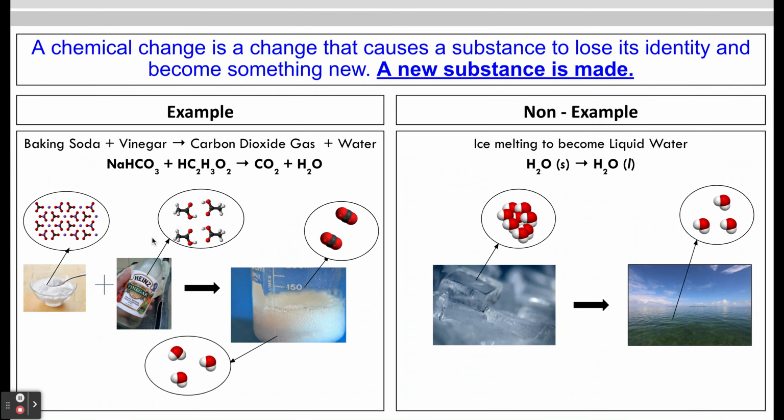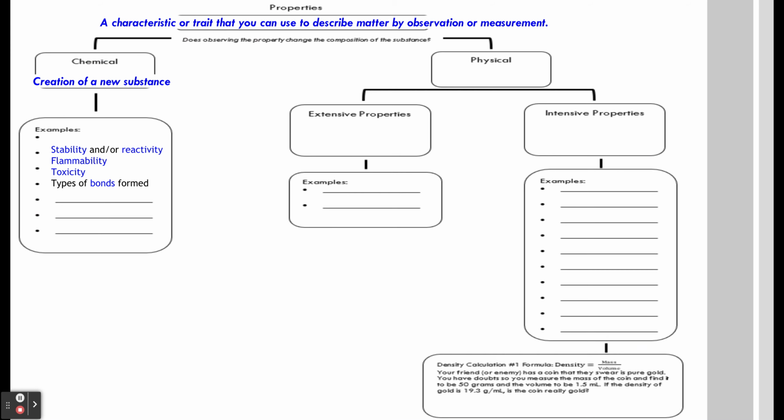So this is a chemical change because you make a new substance, versus a physical change. For example, water going from a solid to a liquid. If you look, we have water molecules that are close together versus water molecules which are a little bit further apart. Again, it's still water, it's just in a slightly different shape. If you're writing down your notes, this is what you should have so far.